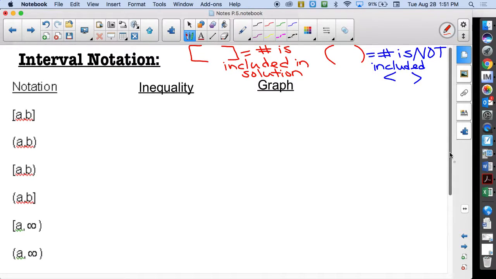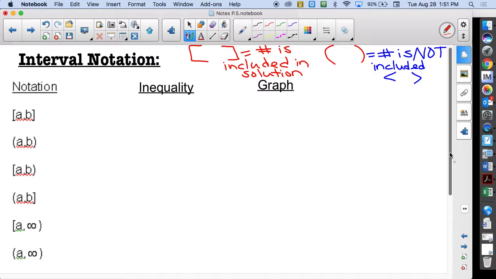So the first interval says from A to B. A is always the smaller number. So just like I was saying with inequalities, you should start with the smaller number, go to the larger number. A will always be the smaller number. B should be the bigger number. You read from left to right. Numbers move from small to large. So A is always smaller than B.